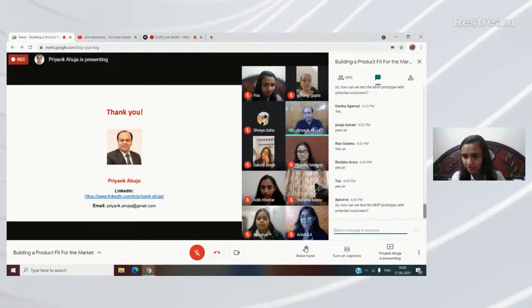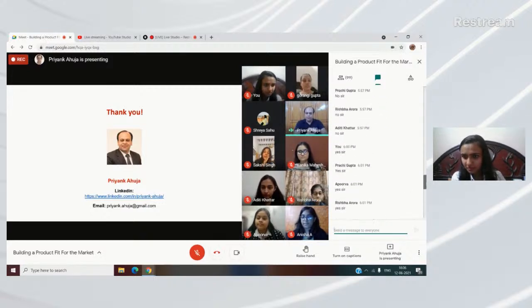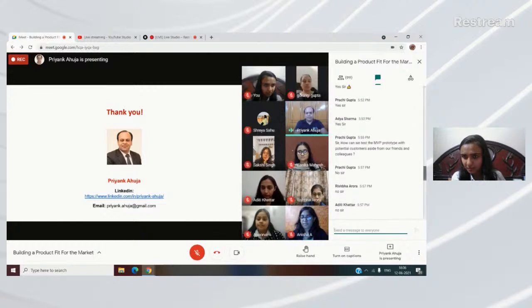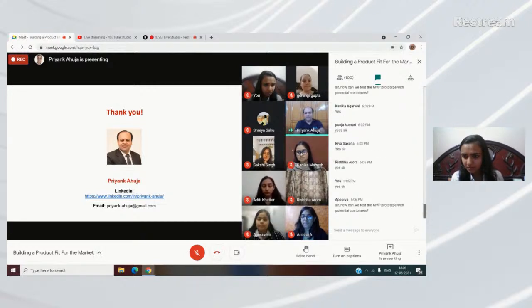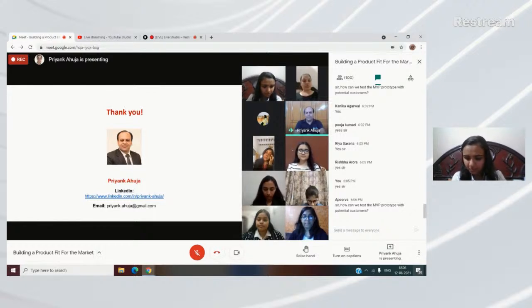You can test the MVP prototype with the potential customers also. It's very simple. But the first set of customers are always your internal employees, your family members, your stakeholders, your friends, your colleagues. First try with them, get their feedback, and then offer that to the innovator. That's how you can test the MVP.